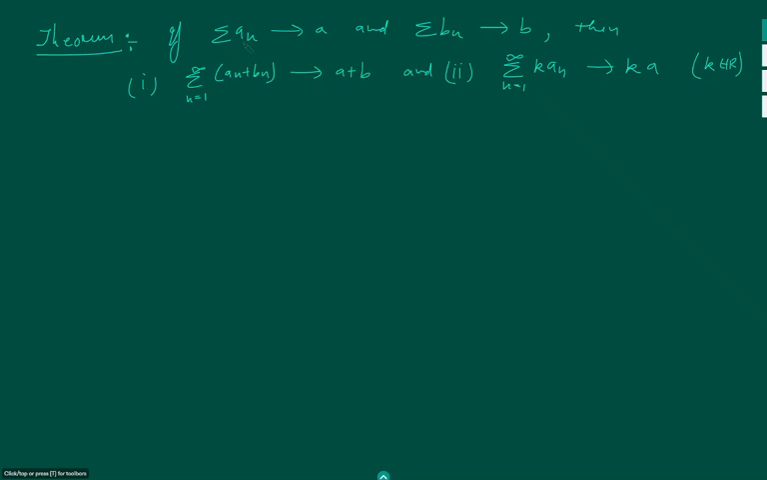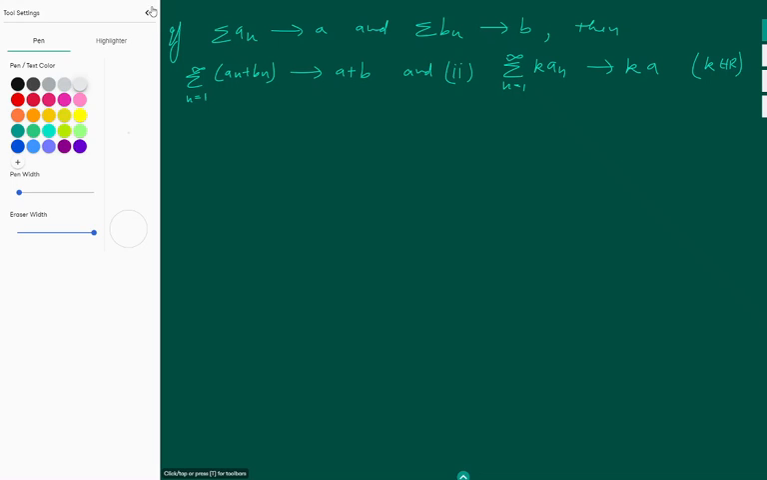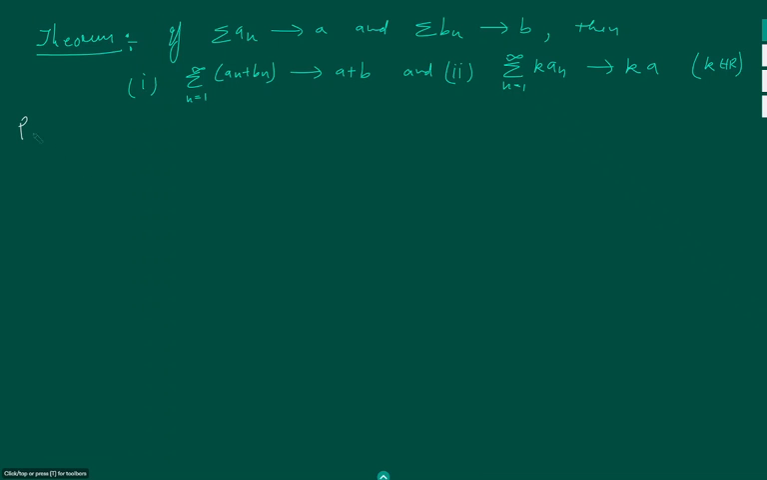So if the series An converges to A and series Bn converges to B, then the series An plus Bn converges to A plus B, and the series k into An converges to k into A. So let's do the proof. The proof is pretty easy.